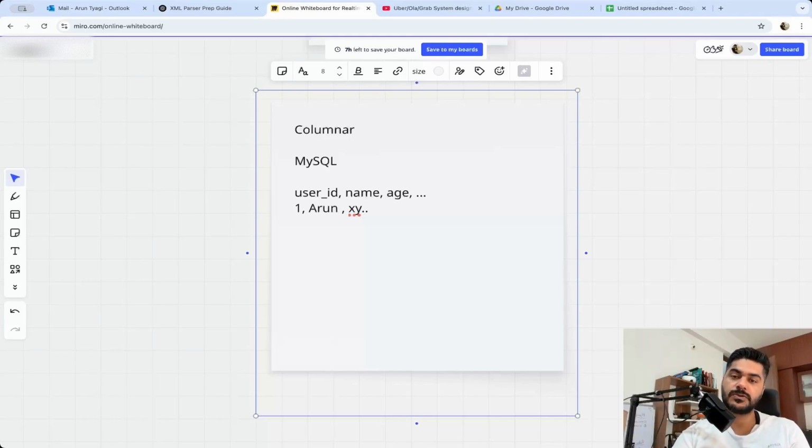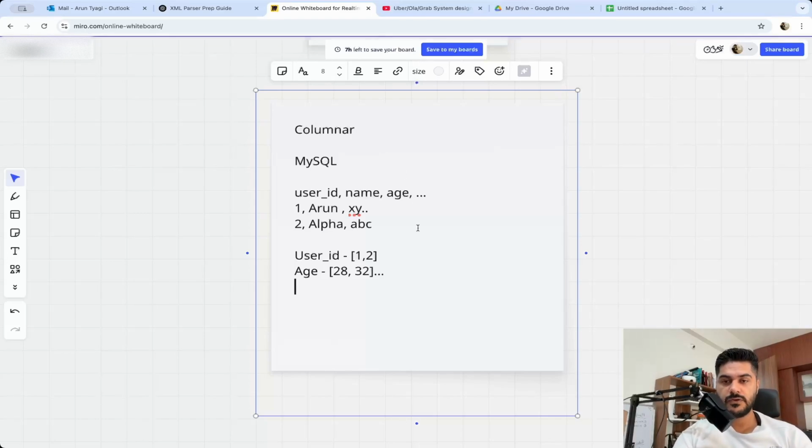So how does it actually store the data? Rather than storing it row by row, it stores it in columns. So you will always have user IDs, and you will store 1, comma, and so on. Imagine it like an array. Then you will have another array of age, right? So you will have 28, 32, blah blah blah. This is another array. Likewise, there are multiple arrays, right?